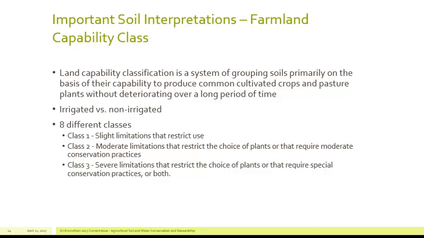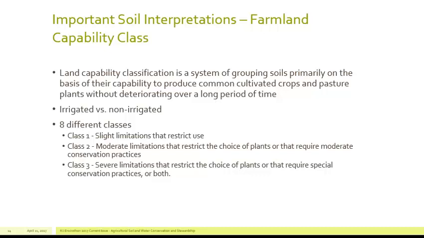Class 1 soils have slight limitations that restrict their use. These are the most productive soils in the country. Generally, they're deep, tillable, they're flatter, they're floodplain-like areas. The only practices that should be needed on these sites are conservation practices that would be needed to maintain fertility and soil structure. Practices might include nutrient management or cover cropping.